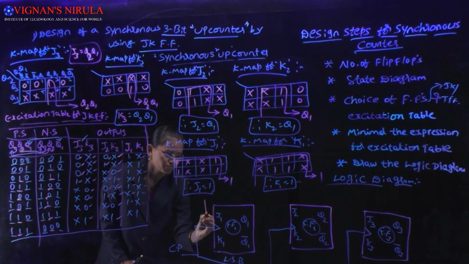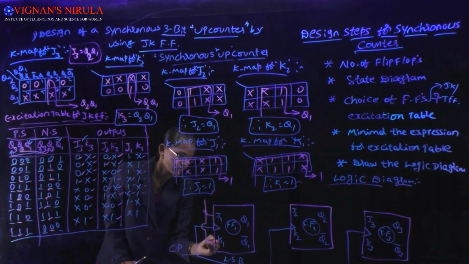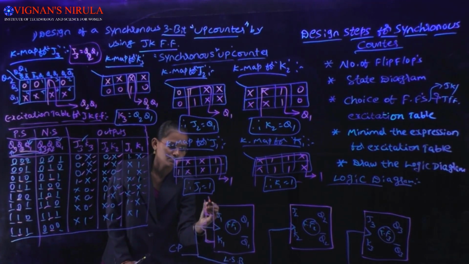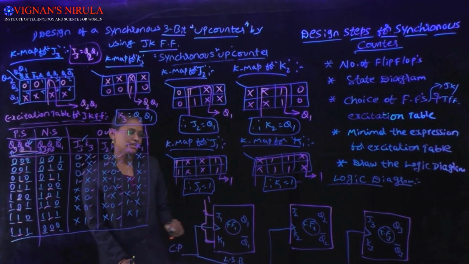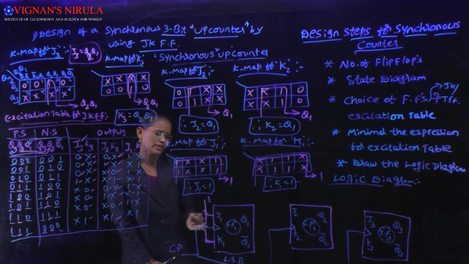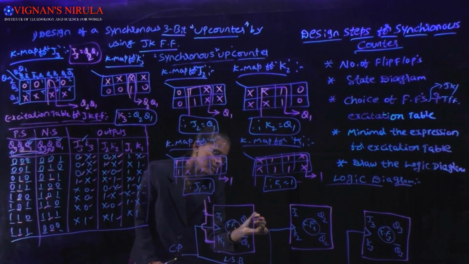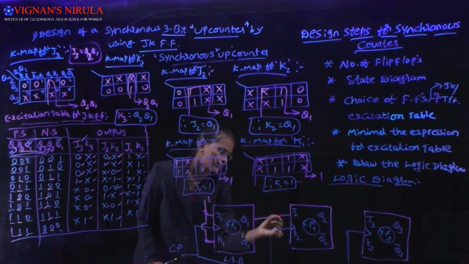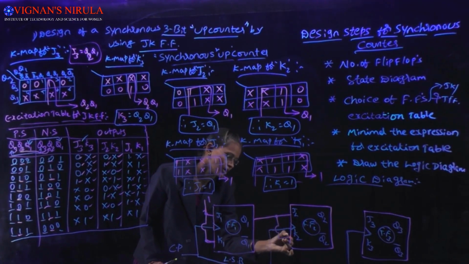Okay, here J1 K1 are both 1, so J1 and K1 are connected to 1. Okay, directly connect the 1. And J2 K2, here J2 K2 are Q1. This Q1 output is connected to J2 and K2.